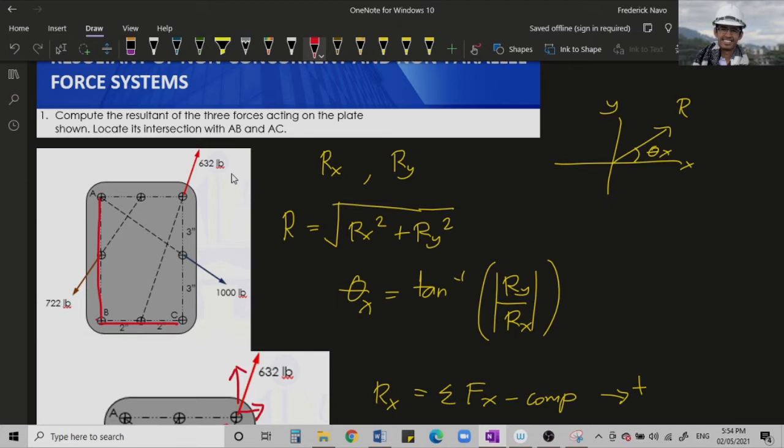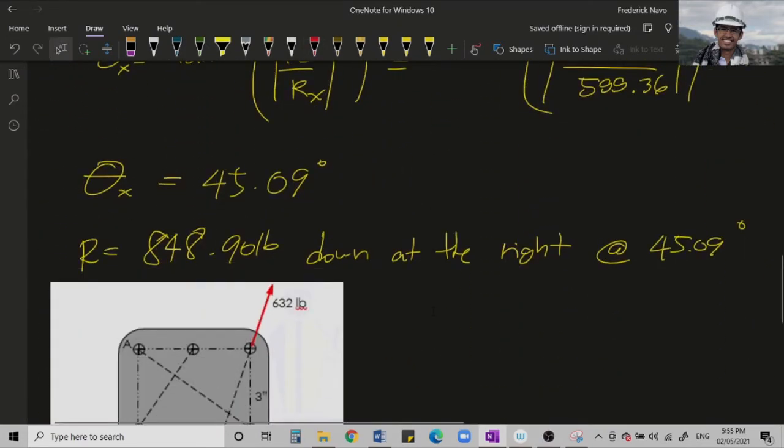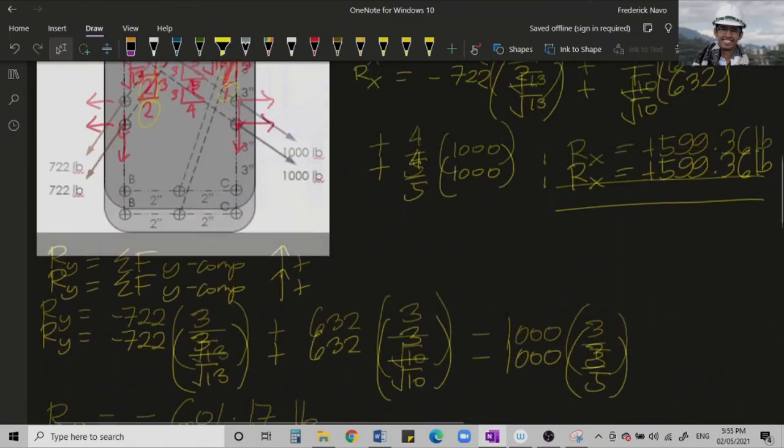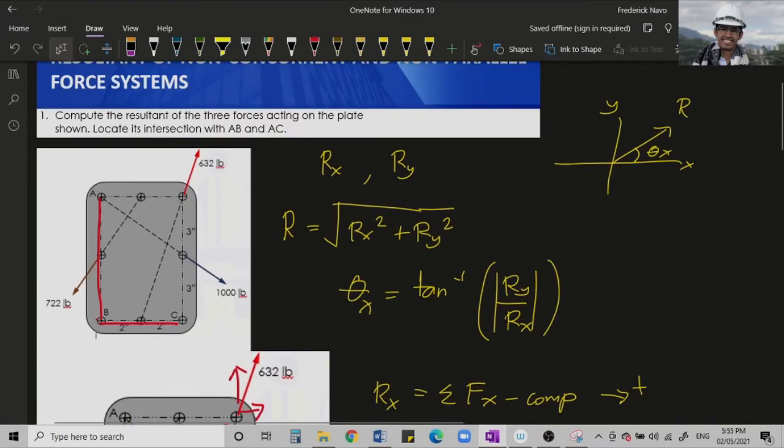Actually, let us assume na yung ating resultant, mag-act siya dito. So, yung resultant natin, di ba, 848.90 pounds. Down to the right, papuntang right at 45.09 degrees. Okay. So, actually, yung location natin will be dito, yung resultant R natin. So, assume natin, dito siya dadaan. Okay? Going to the right, di ba? Down to the right. No? So, ito yung R natin.